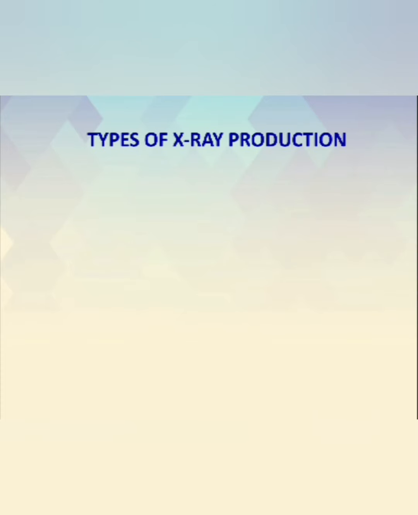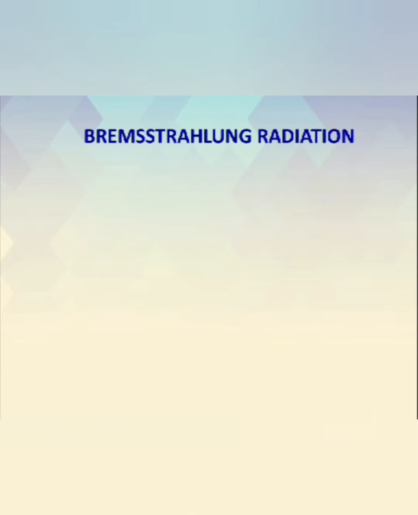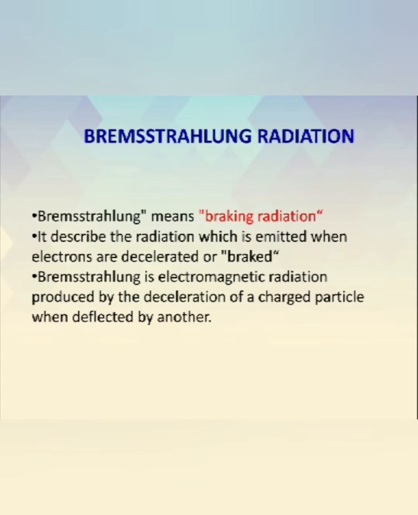Now, what are the different types of X-ray production? Generally, there are two types of X-ray production. The first one is Bremsstrahlung radiation, and the second one is characteristic radiation. Now, what is Bremsstrahlung radiation? The other name of Bremsstrahlung radiation is braking radiation. It describes the radiation which is emitted when electrons are decelerated or braked.